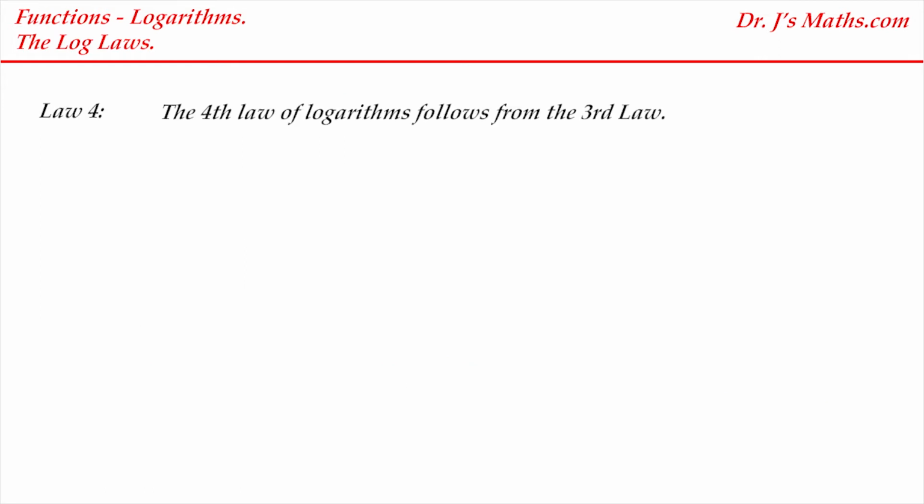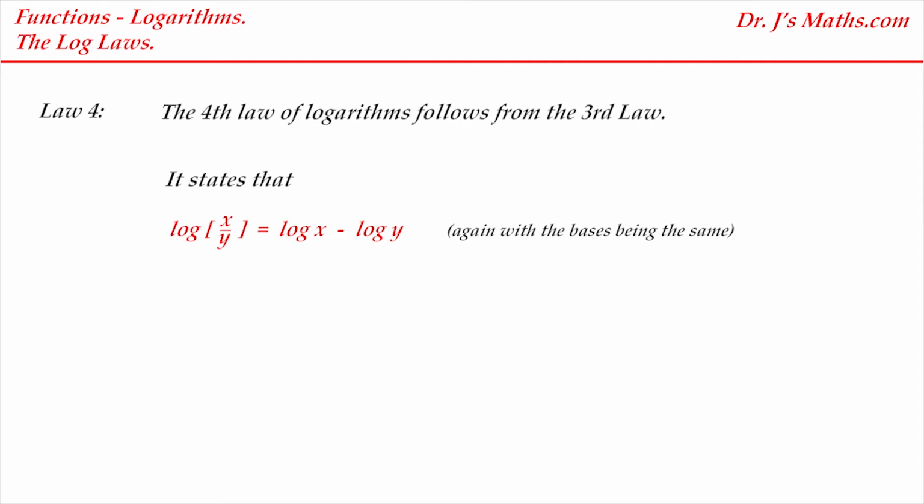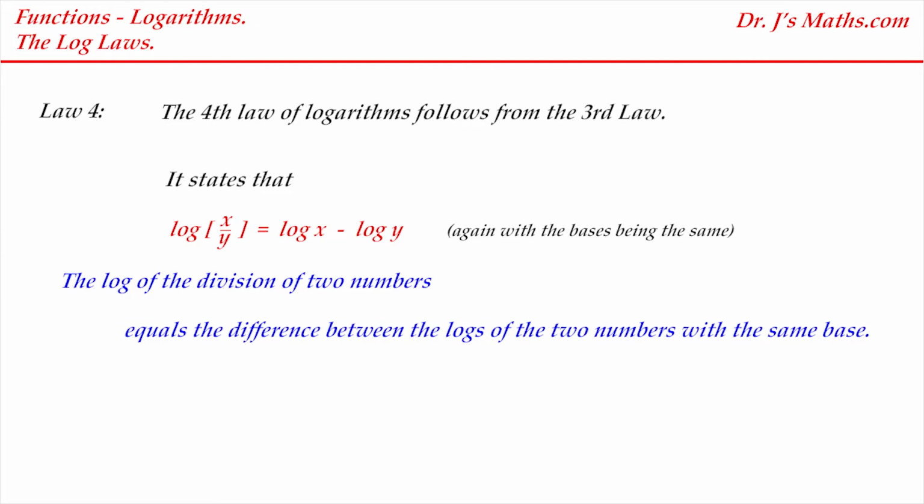The fourth law follows very much from the third law. It states that log of x divided by y is equal to log of x minus log of y, again with the same base being used. So here we're saying the log of the division of two numbers equals the difference between the logs of those same two numbers with the same base. I will leave you to prove that.